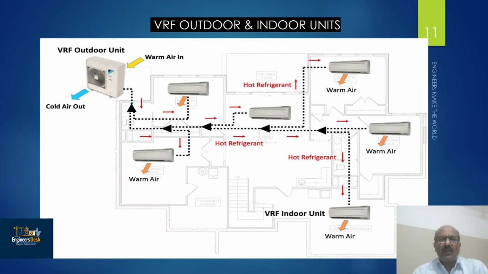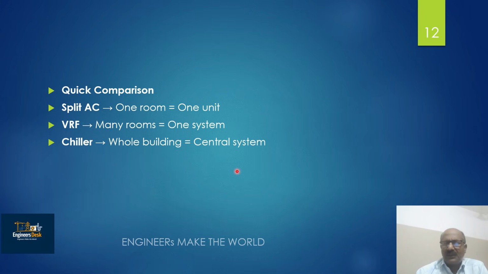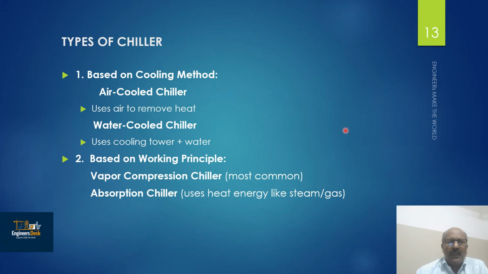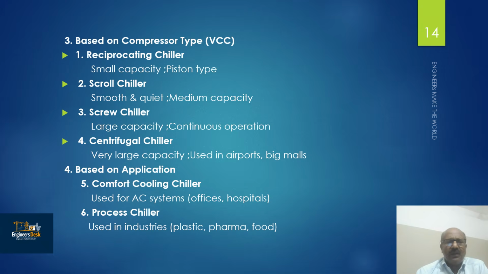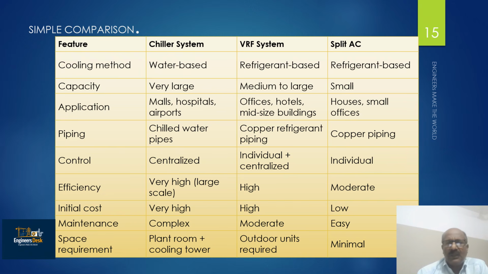This is another use of VRF indoor and outdoor units, where you can see warm air supplied to different rooms, with different room temperatures that can be controlled. We can attain different warm air temperatures in different rooms by this method also. It's a quick comparison only, kept here just for information purposes. These are different types of chillers available in the market, and this is the comparison of chiller, VRF system and split AC unit.